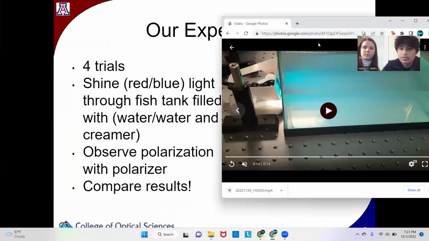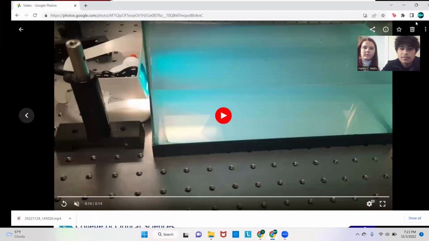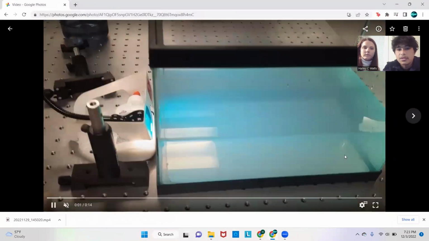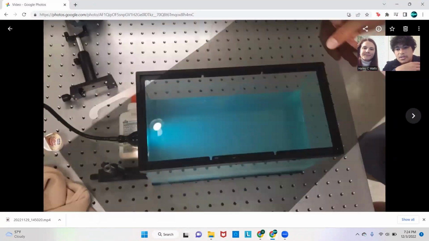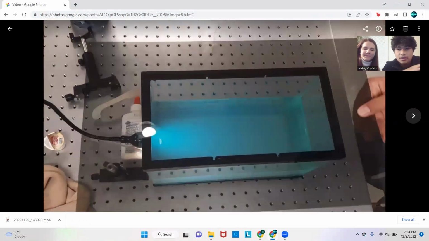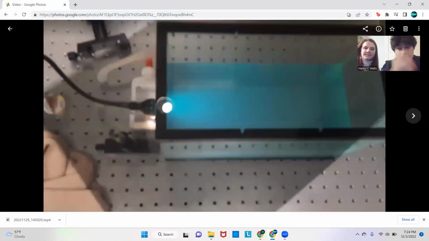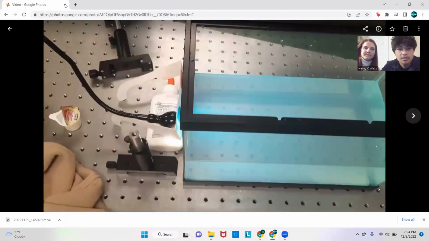Yeah, so we're going to show you really quick the video of using the blue filter with the creamer inside. So as you can see, the polarization at 0 degrees, it's clear, and then when rotated, it gets darker, which shows that the light inside of the fish tank is polarized.